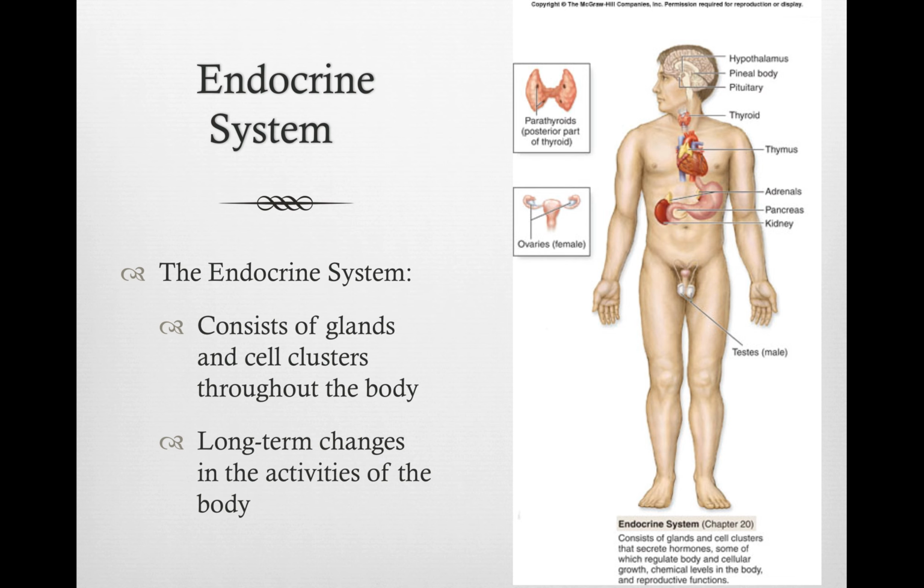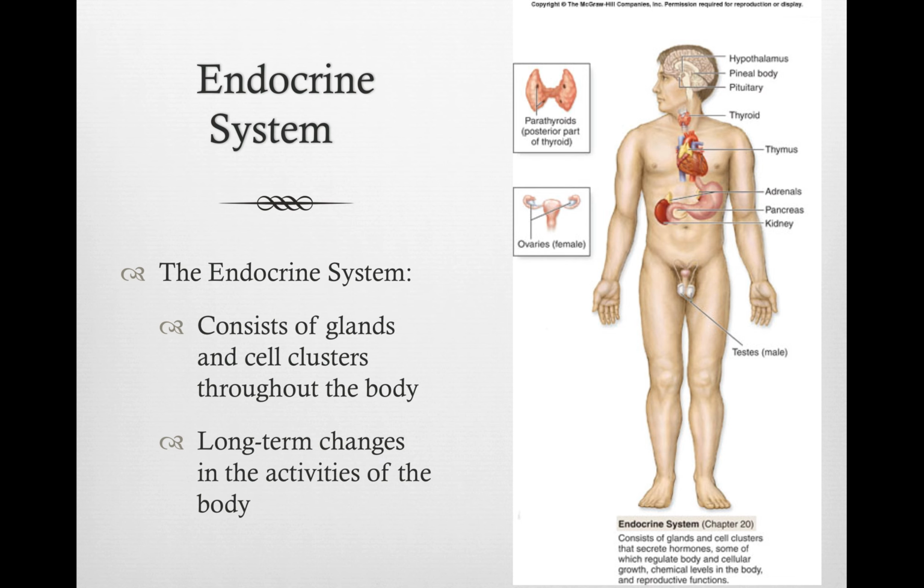The endocrine system is much more long-term control. So we're talking about controlling activities of the body, but we're talking about controlling these activities long-term. So not short and instantaneous like the nervous system, but rather long term. And this consists of a complex arrangement of glands and cell clusters throughout the body.